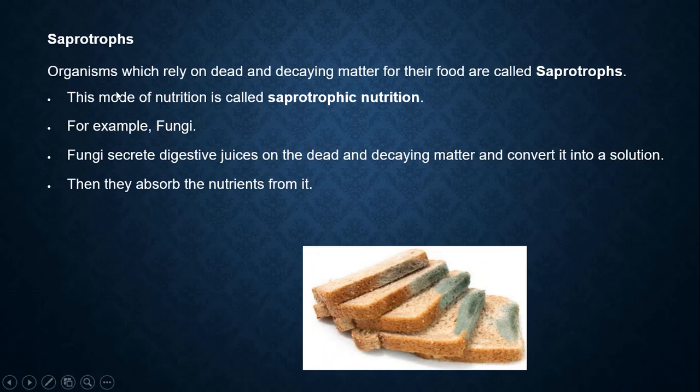Saprotroph. The organisms which depend on dead and decaying matter for their food are known as saprotrophs. And this mode of nutrition is known as saprotrophic nutrition. For example, fungi. They secrete digestive juices on the dead and decaying matter and convert it into a solution, and that solution is absorbed by the saprotrophs.